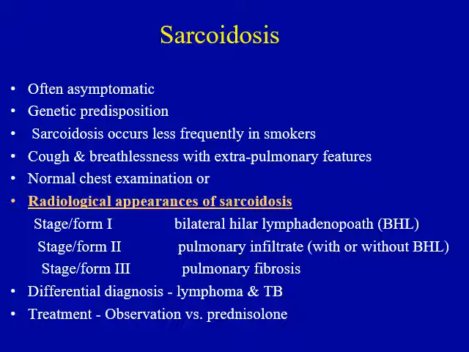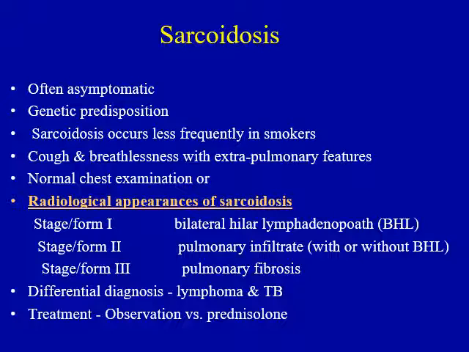Cough and breathlessness are the main features. The patient also may develop extrapulmonary features. Chest X-ray may be normal, or the patient may show some changes. There are 3 stages of sarcoidosis on the chest X-ray.